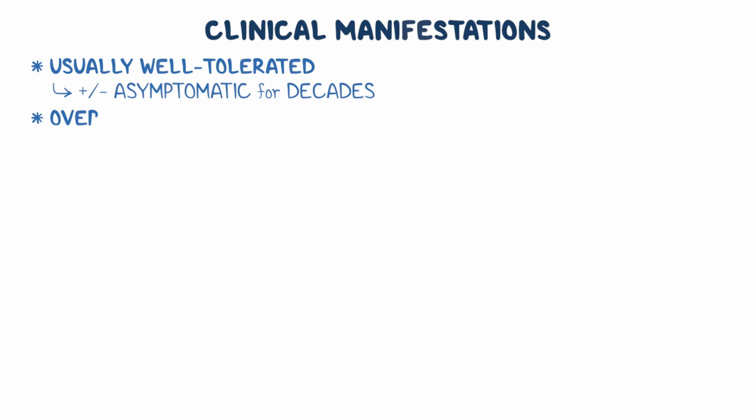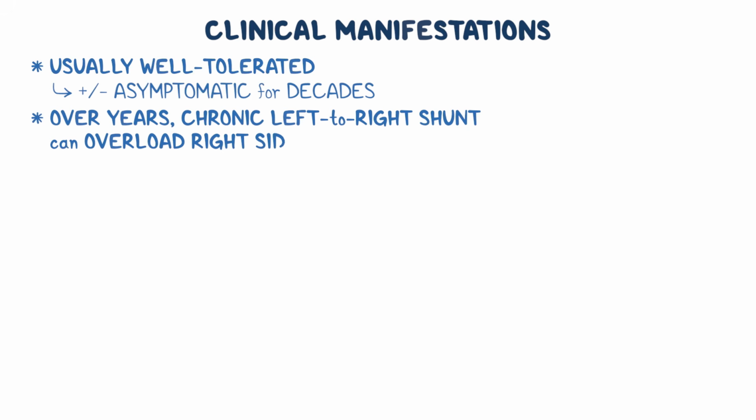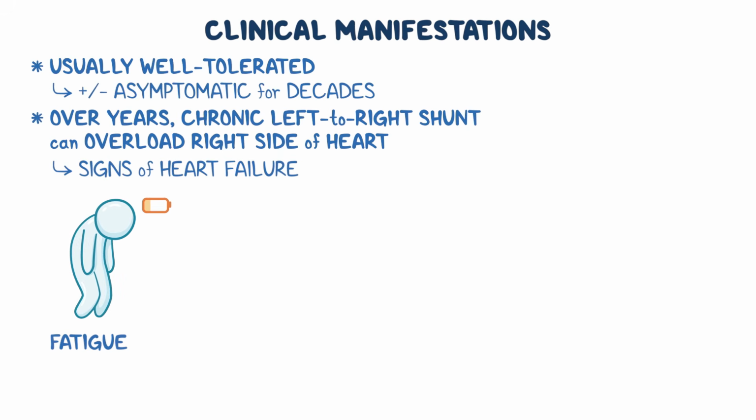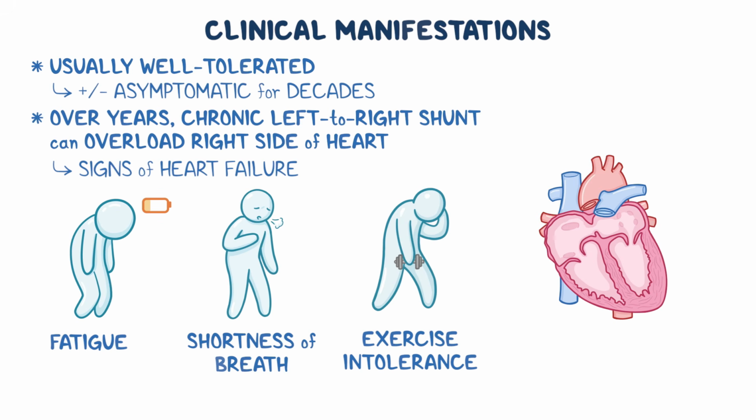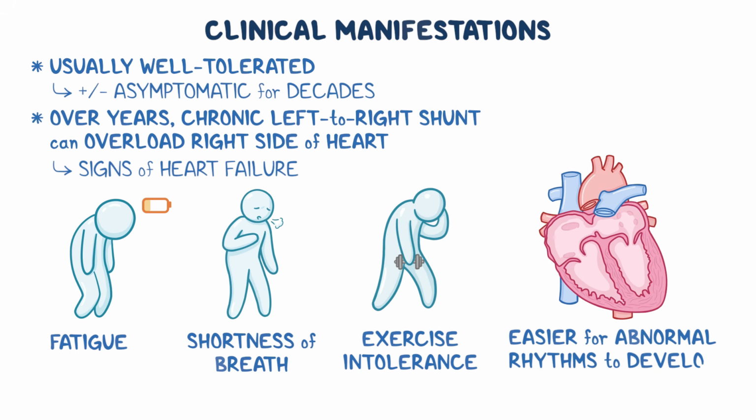Usually, atrial septal defects are well tolerated, and individuals may remain asymptomatic for decades. Over the years, though, the chronic left-to-right shunt can overload the right side of the heart, leading to signs of heart failure like fatigue, shortness of breath, and exercise intolerance. The volume overload can also cause the right atrium to dilate, making it easier for abnormal rhythms like atrial fibrillation to develop.